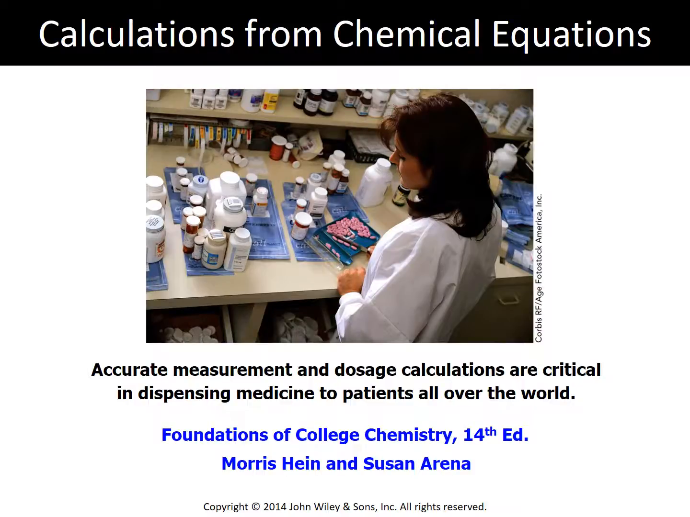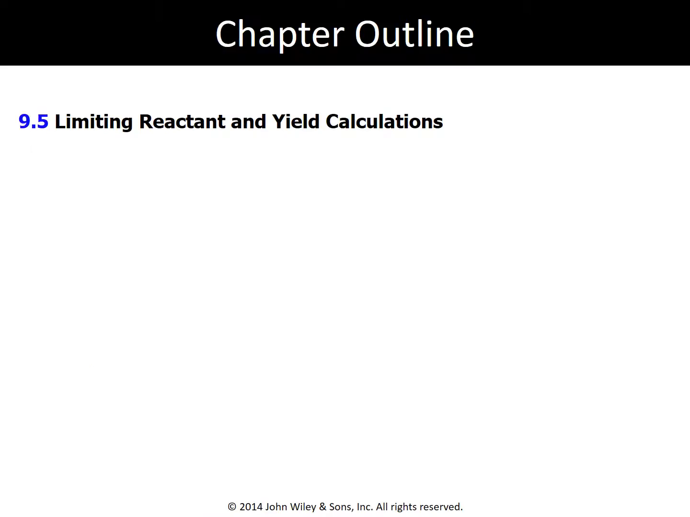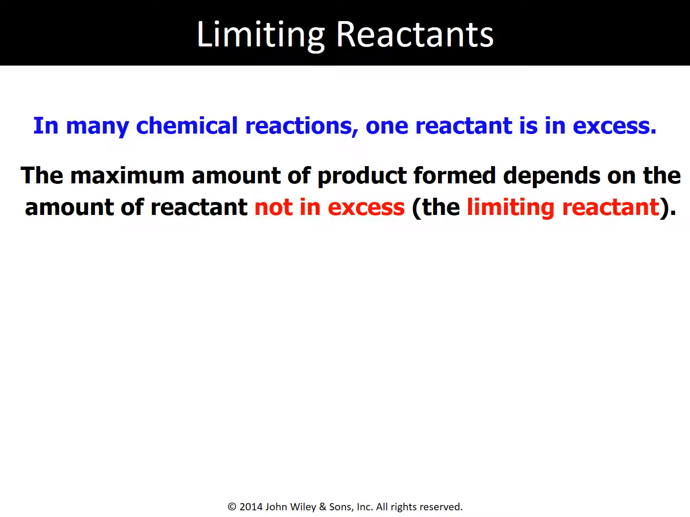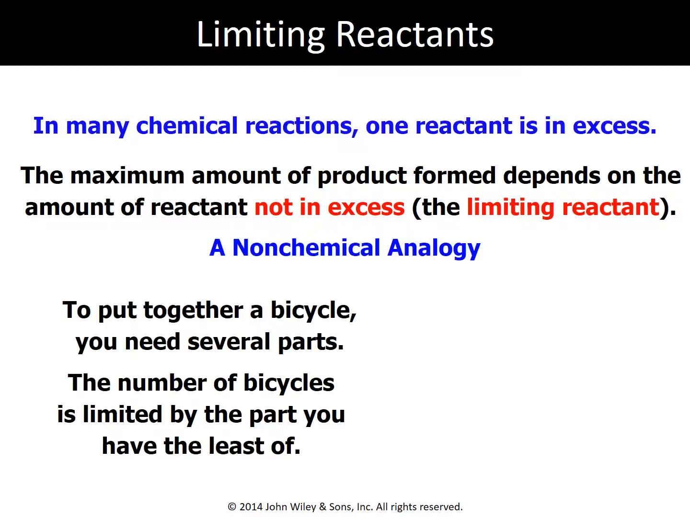In this video, we're going to finish up Chapter 9 looking at Section 9.5, Limiting Reactant and Yield Calculations. In many chemical reactions, we know one reactant is going to be in excess. Remember we have our reactants on the left side of the reaction, our products on the right-hand side. One of the two reactants is going to be limiting, one's going to be in excess.